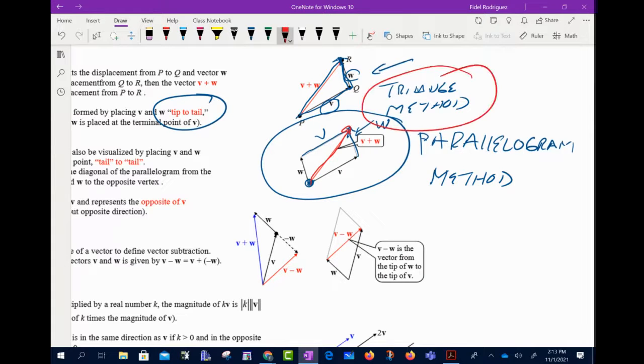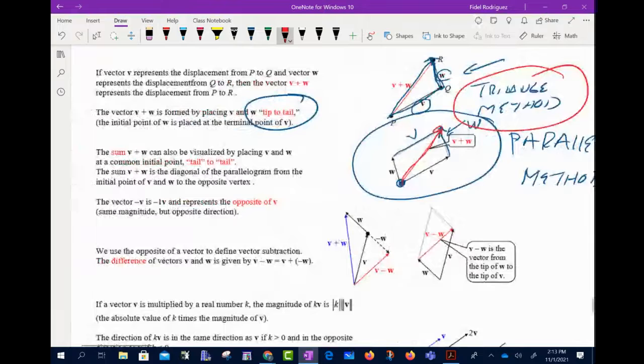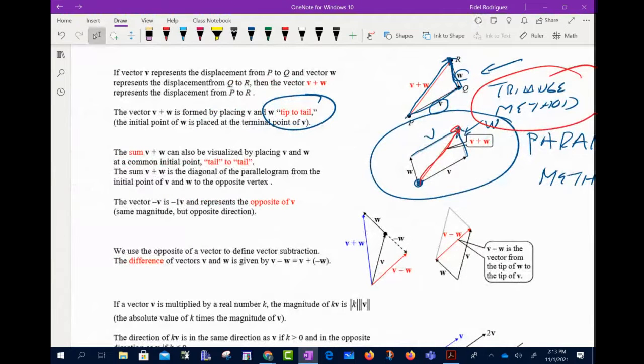I like the triangle method because I think the triangle method is more intuitive. Like we said, you know, you're cutting through somebody's yard. If you're going to go from here to here and then from there to there, you can just cut across, okay? But they both mean the same thing, okay? Let's see. So they're both ways to visualize adding two vectors, geometrically, okay?